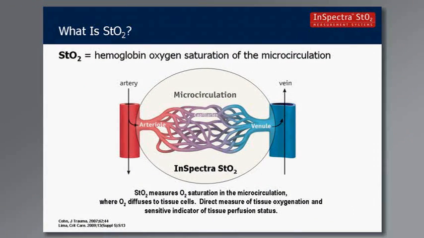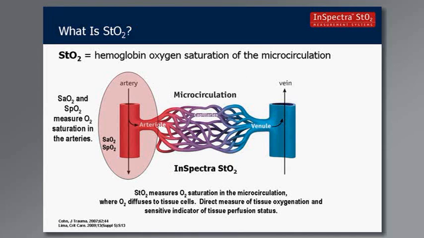Pulse oximeters, which are often thought to measure tissue oxygenation, actually do not. Pulse oximeters measure arterial oxygen saturation and indicate how well oxygen is loaded onto hemoglobin in the lungs. They tell you how much oxygen is available to tissue cells, but not whether oxygen actually reaches or is consumed by tissue cells.